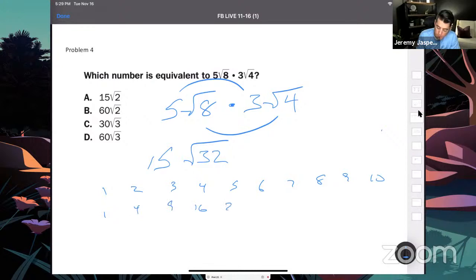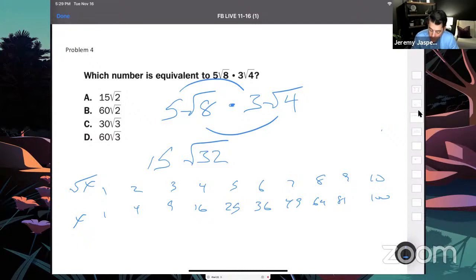9, 16, 25, 36, 49, 64, 81, 100. These are our perfect squares: 4, 9, 16, 25, 36, 49, 64, 81, 100. If we were to square root these numbers, so if this were x, this is the square root of x. Does that make sense? So if I took this square root, I get 2. The perfect root of 9 is 3. 16 is 4. Okay, get the idea.